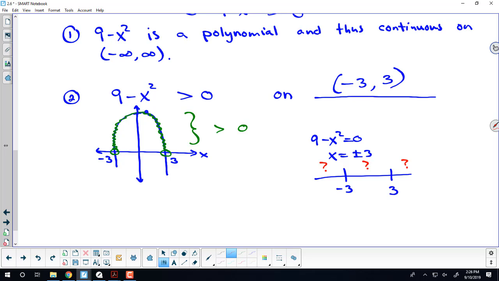So at least if you're going to plug and chug, you should go with that approach as opposed to plugging all kinds of numbers in. If I plug in 4, 9 minus x squared is negative. If I plug in any of these numbers in between 3 and -3, 9 minus x squared is positive, and for 4, 5, 6, etc., it's negative.